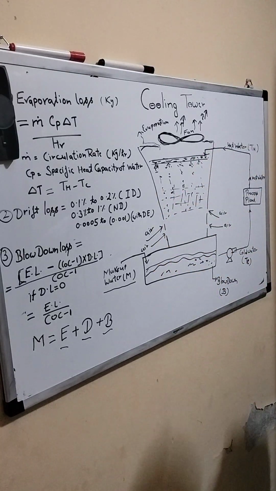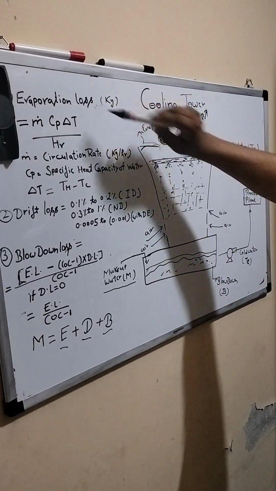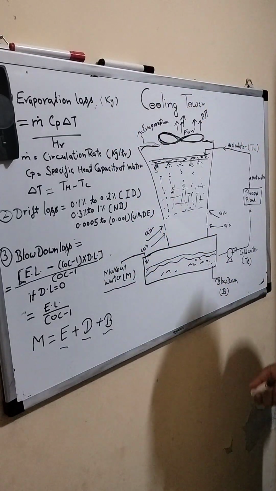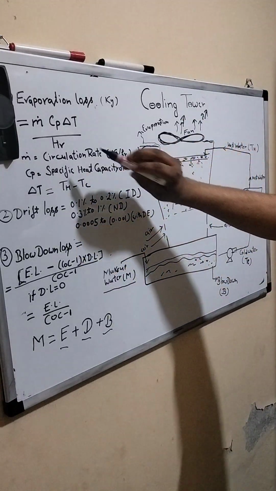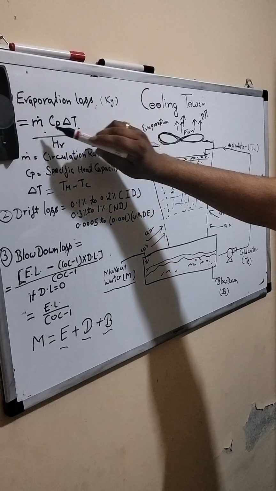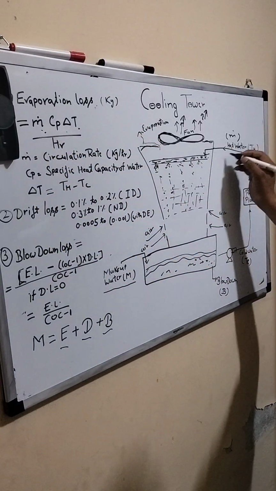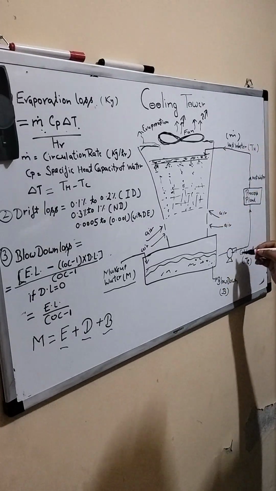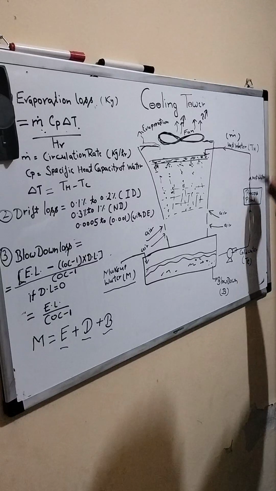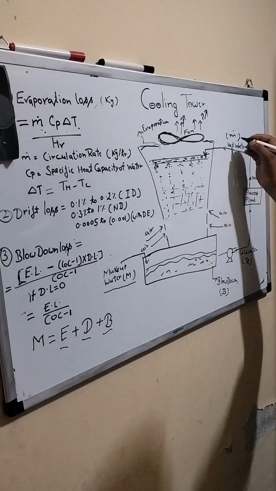Now let's come to the evaporation loss. How will we calculate evaporation loss? We know the heat load is m Cp delta T. What is m dot? It is the hot water circulation rate, the rate at which the pump is transferring the fluid to the cooling tower.